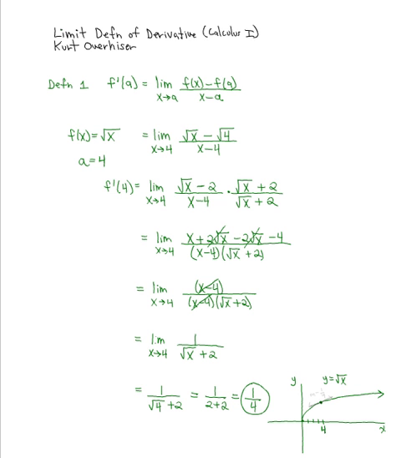And what that says is that the slope of the curve at x equals 4 has a slope of 1/4, because that's how we interpret the derivative geometrically, as the slope. So there's the little tangent line that I drew, and the slope right there at that point is 1/4. So that's basically what we just found.